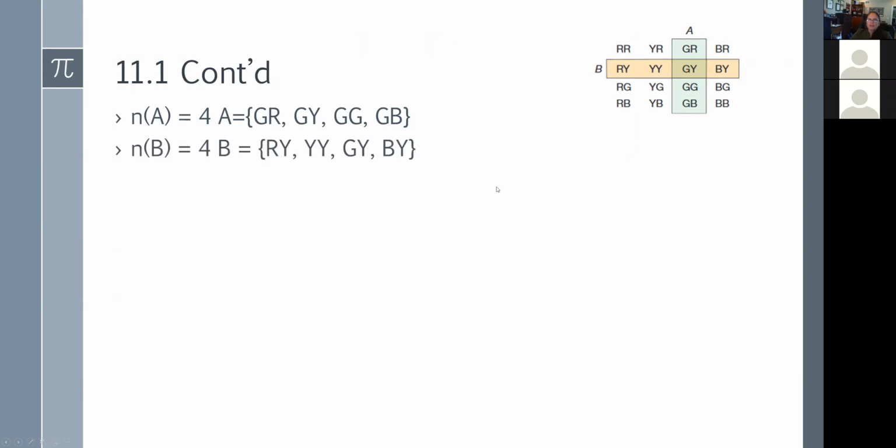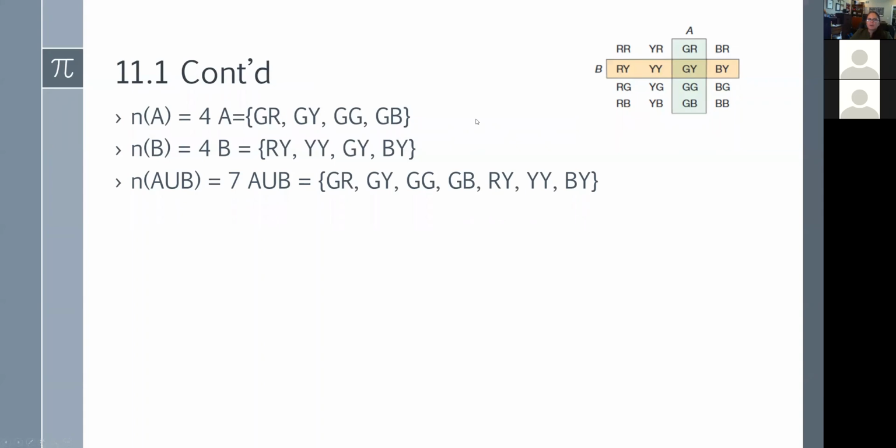The number of elements in event B is 4. Event B was that we got a yellow on the second spin, and there are 4 different outcomes in that event. The number of elements in A union B is 7, and we can count there are in fact 7 different outcomes.